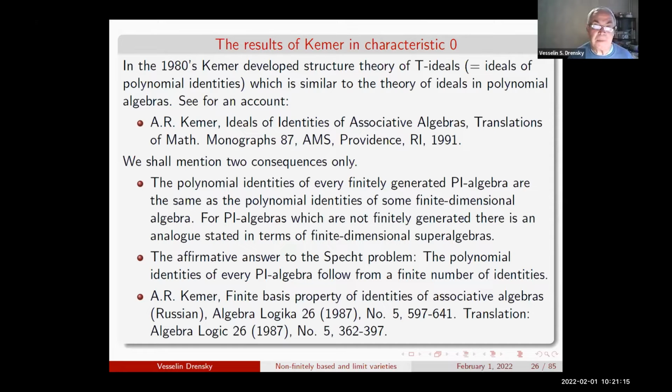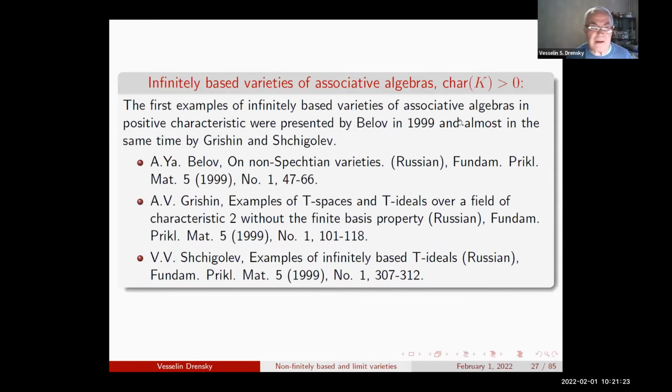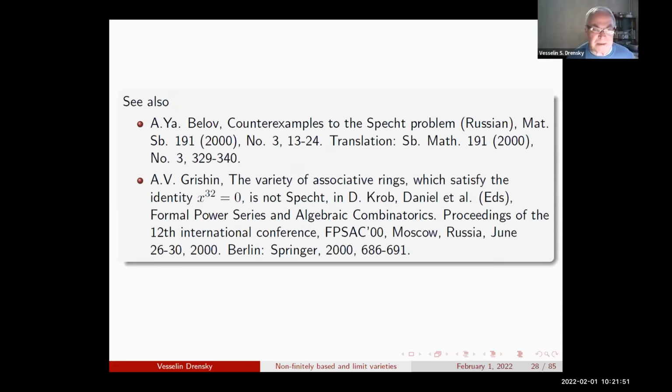And in characteristic p, there are also a lot of examples. The first example was given by Belov in 1999, and almost at the same time there were two more examples by Grishin and Shchigolev. It's amazing that these three persons participated in the same seminar, the seminar of Latyshev. In the same seminar, they presented three different answers to the Specht problem in characteristic p. And these are the papers where they are given.